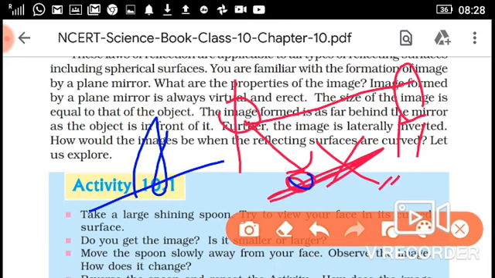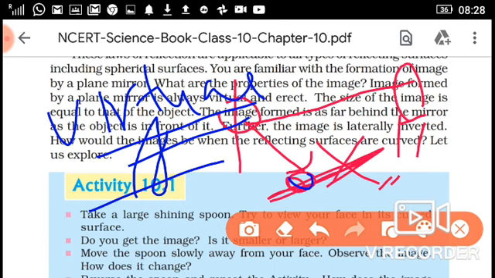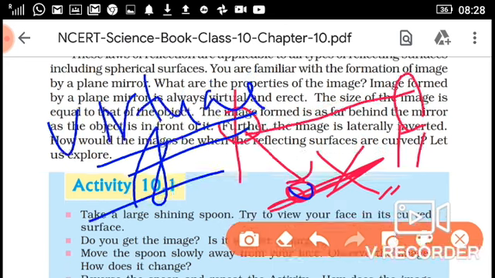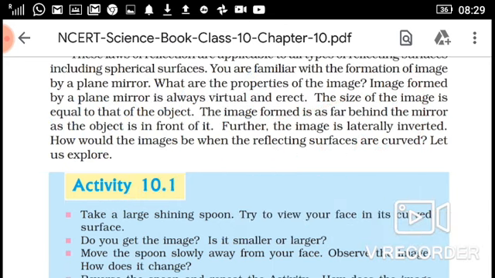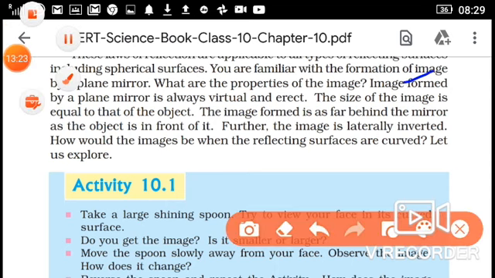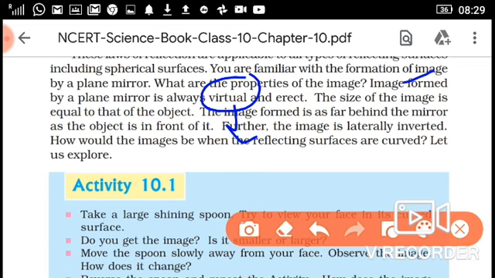So the image is virtual. That is called virtual image. If you are not obtaining the image on a screen, that is a virtual image. I will explain the properties of the image formed by a plane mirror. Image formed by a plane mirror is always virtual. Virtual means it is not obtained on a screen. You will not get it on a paper. Only a light spot you will get. You are not getting the flame of the candle on the paper, so it is virtual.